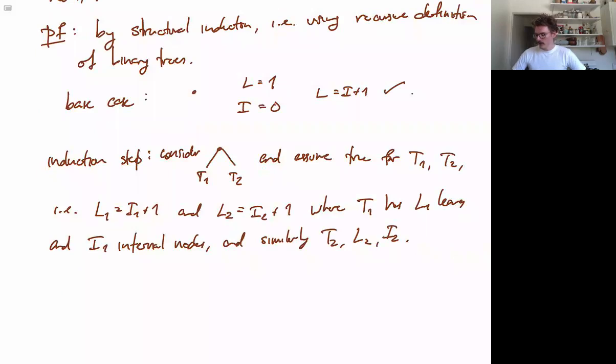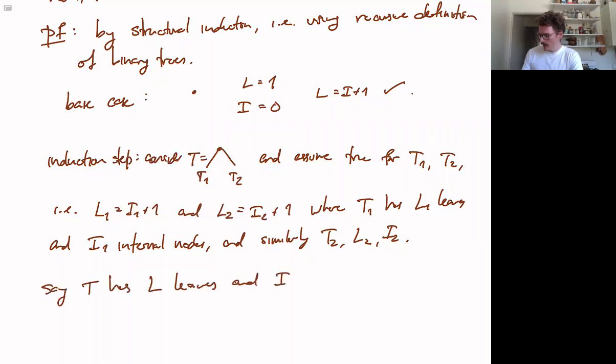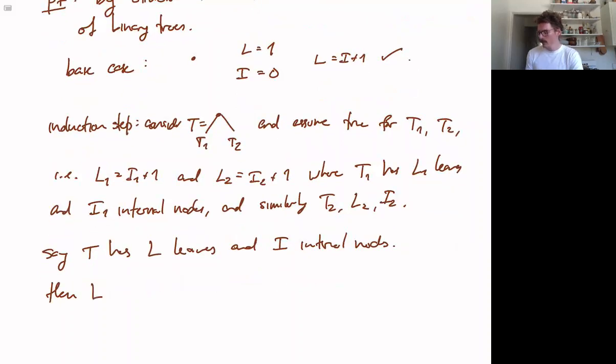So sort of similar to how we were thinking about height, let's consider if we have this tree, how many leaves and internal nodes does it have compared to these trees that we made it out of? So let me give this thing a name. I'll call it T. Then let's say T has L leaves and I internal nodes. Then how can we write L in terms of L1 and L2, the number of leaves of T1 and T2?